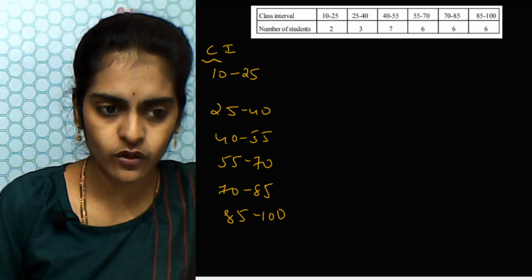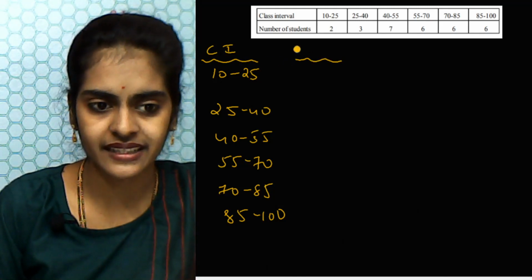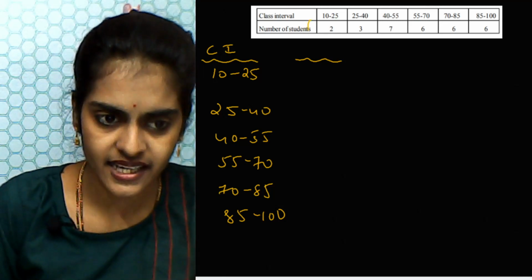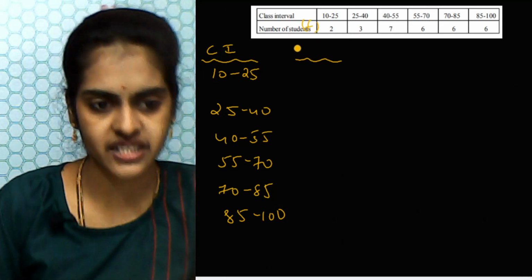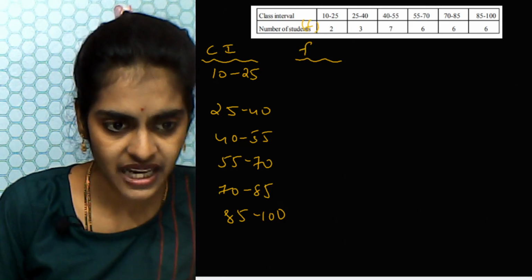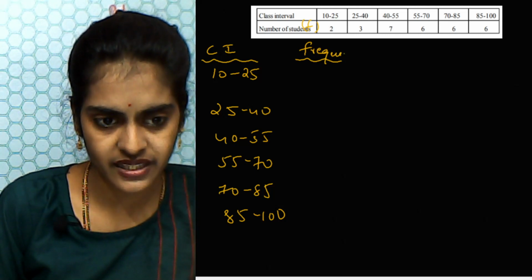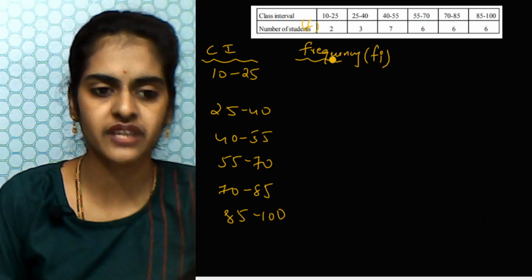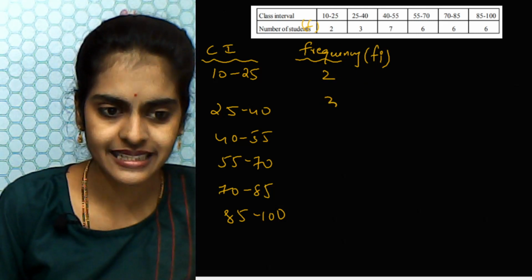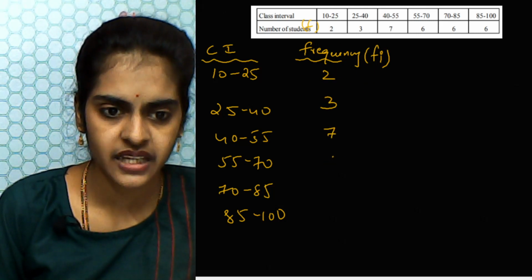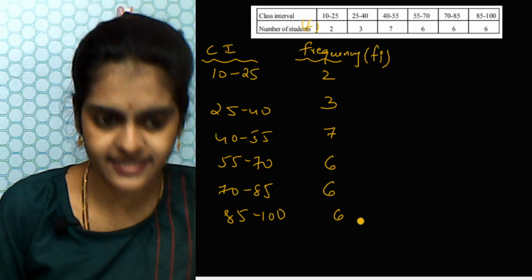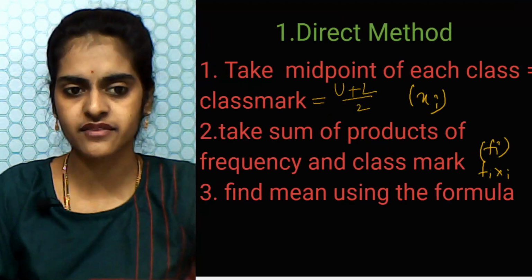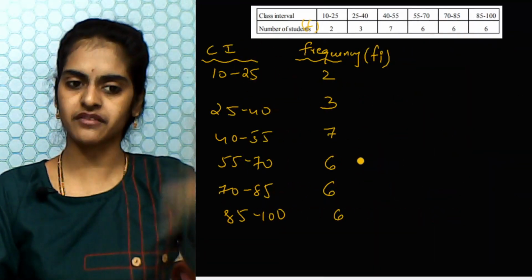Now I have to write the frequency. Frequency is nothing but the number of students. Here the number of students gives you the frequency. Frequency we denote by f, so let us denote it by fi. So the frequencies are 2, 3, 7, 6, 6 and 6. Okay, so from the question you have written the class interval and frequency.